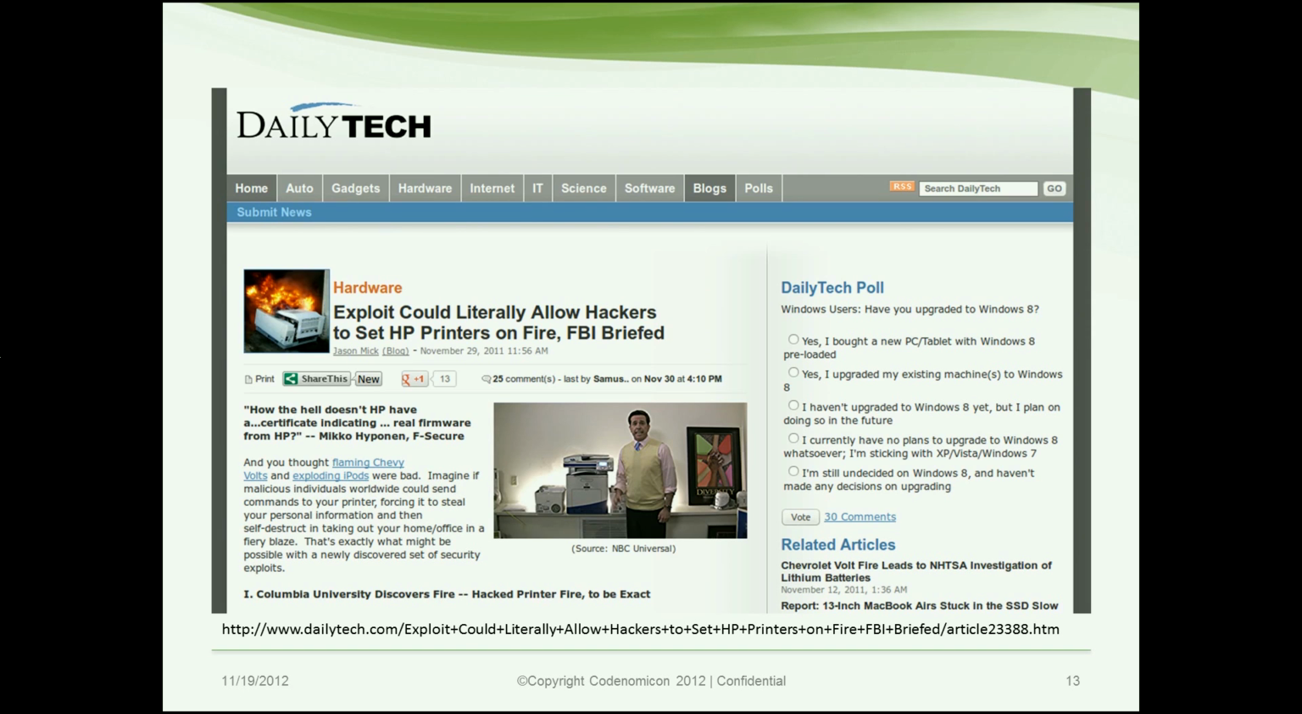This is an interesting article which I found. It shows how severe vulnerabilities found in protocols can actually be. There was some research done by Columbia University which took one line of HP printers. HP is the top printer manufacturer in the world now, by the way.